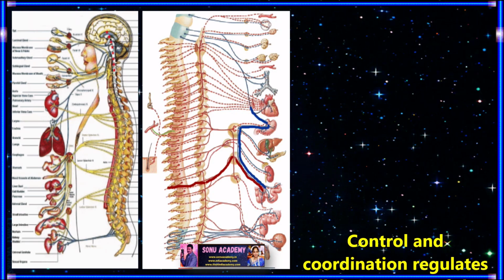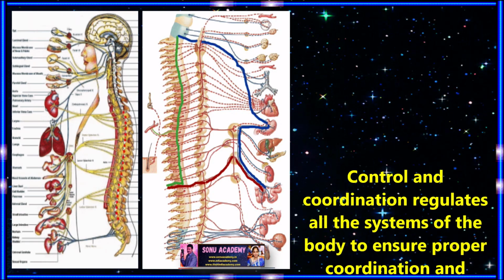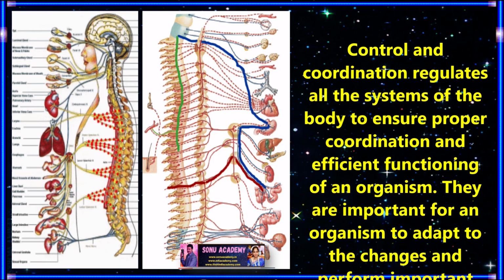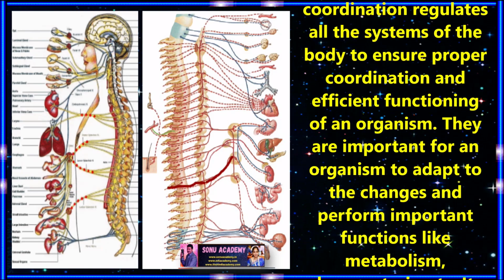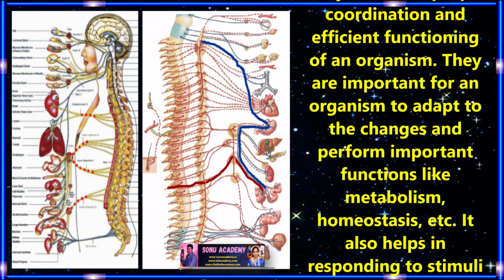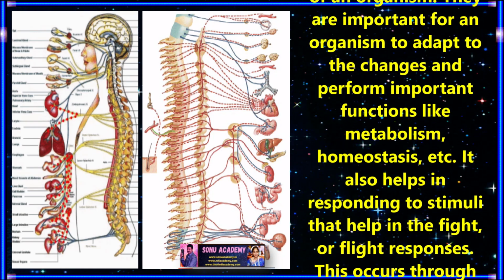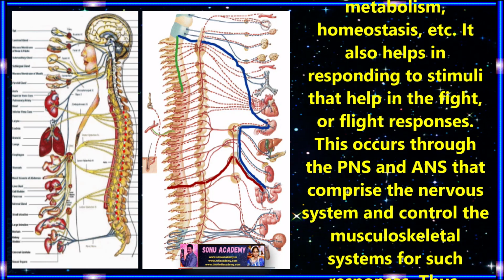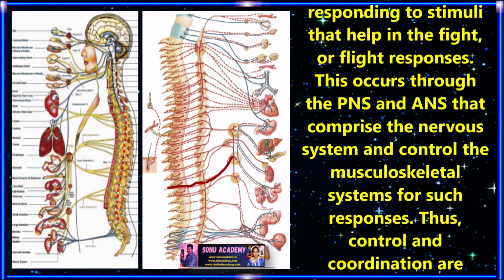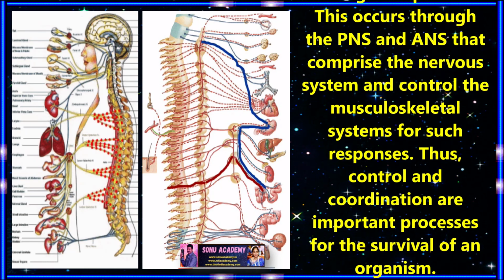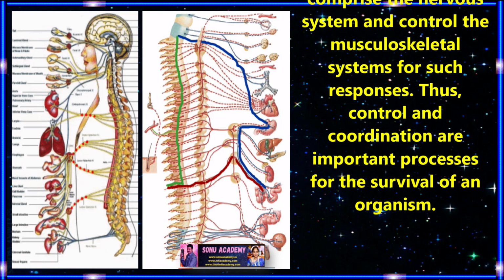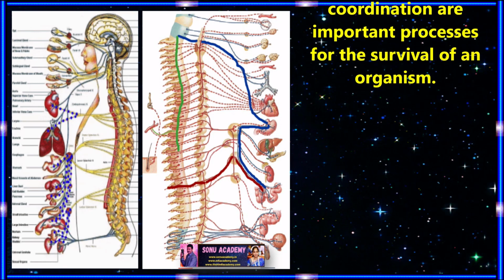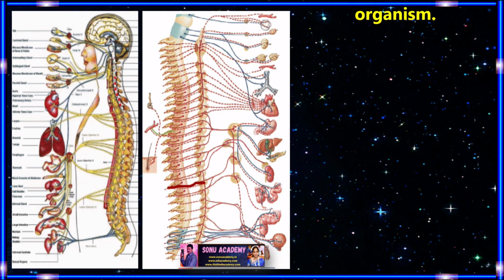Children, control and coordination regulate all the systems of the body to ensure proper coordination and efficient functioning of an organism. They are important for an organism to adapt to changes and perform important functions like metabolism, homeostasis, etc. It also helps in responding to stimuli in the fight or flight responses. This occurs through the PNS and ANS that comprise the nerve system and control the musculoskeletal system for such responses. Thus, control and coordination are important processes for the survival of an organism.